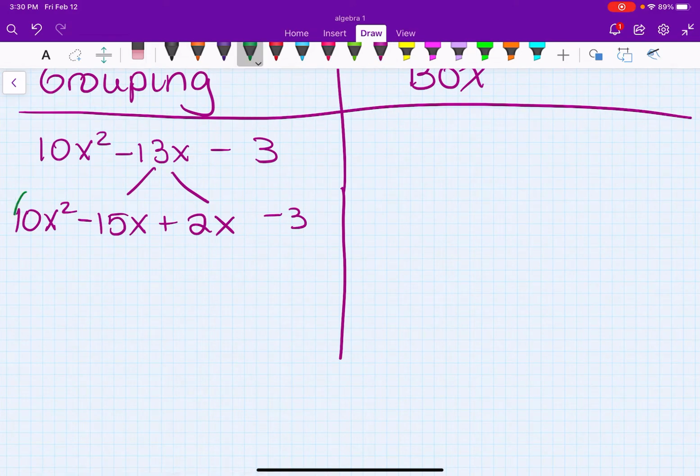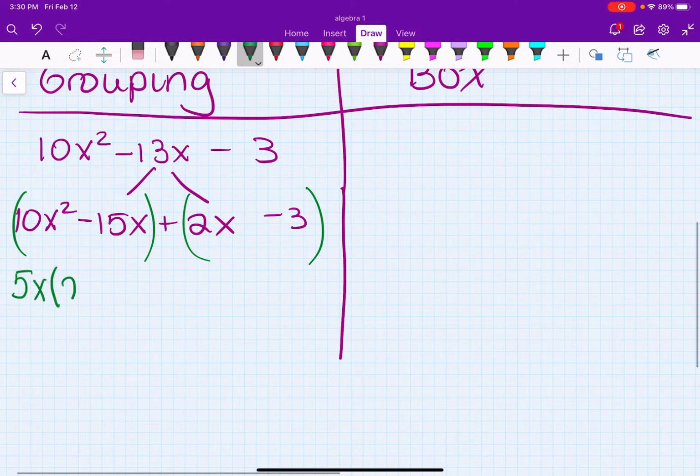Let's look at our 2 groups separately and see what we can pull out as a GCF. In the first group, we can pull out a 5 and an x. If I pull out a 5x, I'm left with 2. I almost forgot my x on that. 2x, because there's an x left behind. We only took one of them, minus 3.